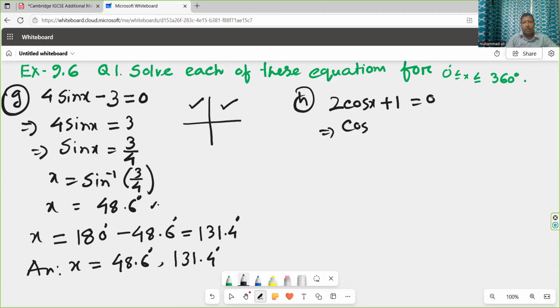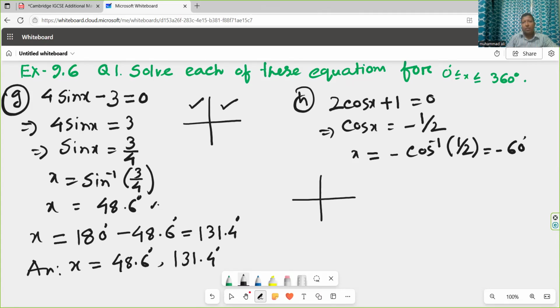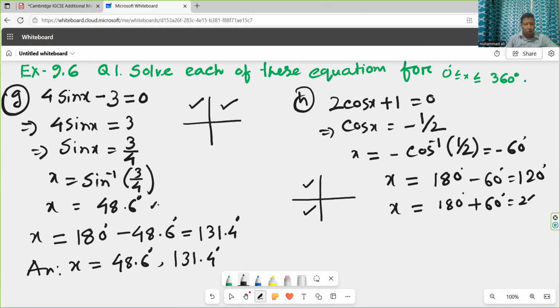Last one, H, 2 cos x plus 1 equals 0. Cos x equals minus 1 by 2. x equals cos inverse 1 by 2, so the acute angle will be 60 degrees. Cos is negative in the second and third quadrant. So x equals 180 degrees minus 60 degrees. We get 120 degrees. And another result where cos is negative: 180 degrees plus 60 degrees, 240 degrees. So x equals 120 degrees and 240 degrees.